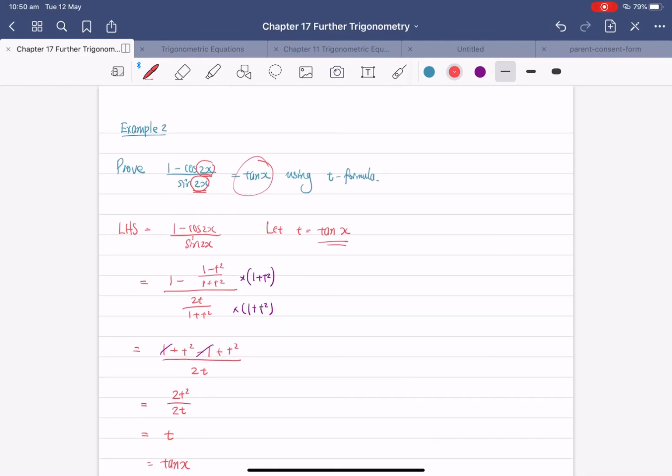Please remember the formula, and please use the method here to do the question.